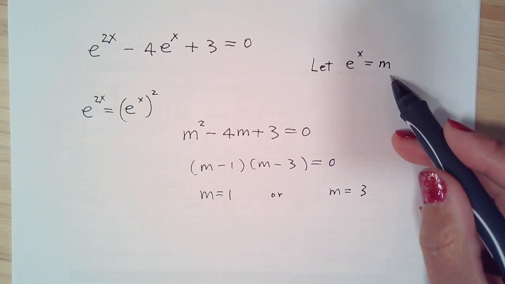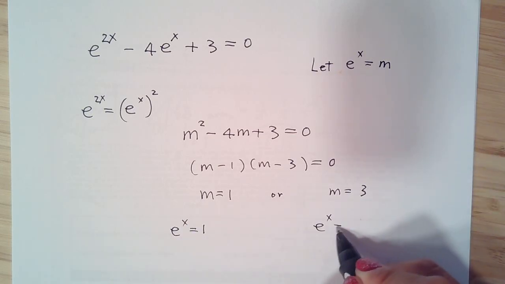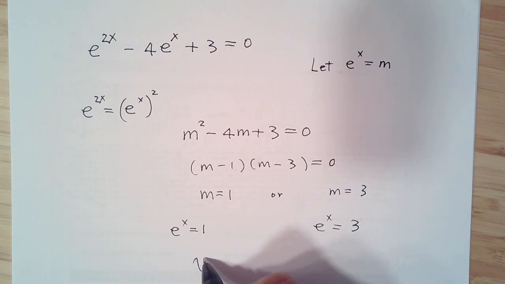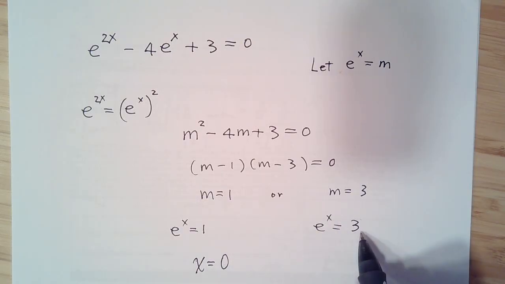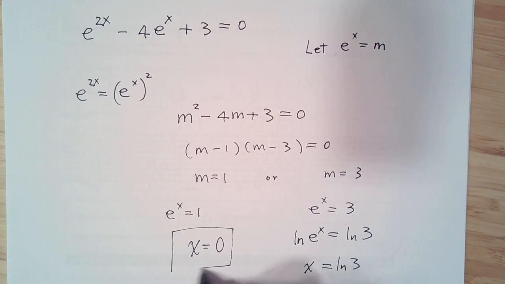Now change back to x. So we have e to the x is either 1 or e to the x is 3. So what is x? E to the x equals 1. E to a non-zero number to whatever power is 1, that power has got to be 0. So in this case, x is 0, the 0th power, right? And what about this one? E to the x equals 3. We take ln of both sides, and this is just x. That's ln 3. So you have two solutions.